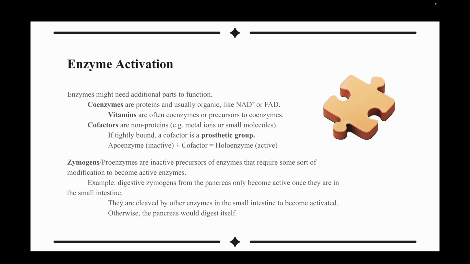An example you'll often see is digestive enzymes from the pancreas. Those only become active once they are in the small intestine. Once they reach the small intestine, they're cleaved by other enzymes, and then they will start to digest proteins. If this mechanism wasn't in place and the pancreas stored large amounts of active digestive enzymes, it would end up digesting itself, or it would take a large amount of energy to prevent the pancreas from digesting itself. So we have this very clever design where we can store large amounts of digestive enzymes and deliver them en masse to the small intestine so that we can easily digest large meals.